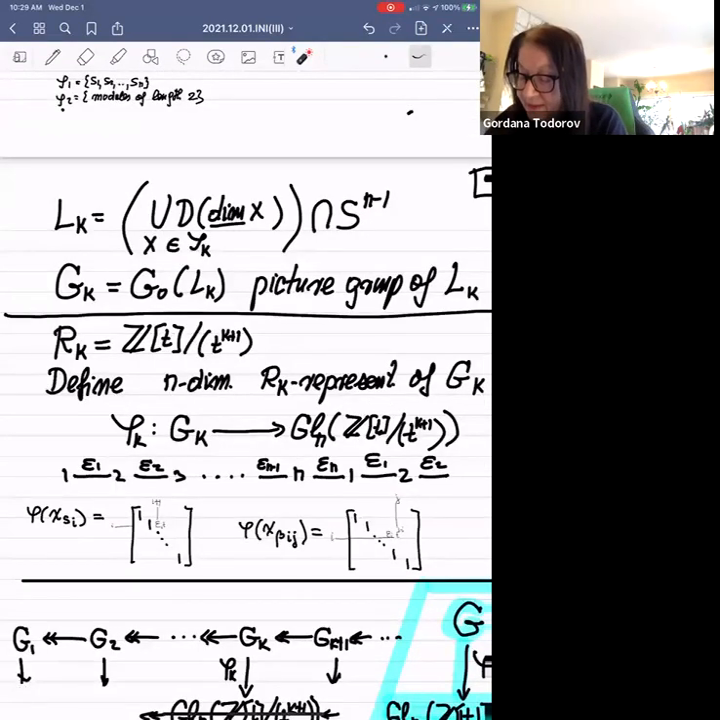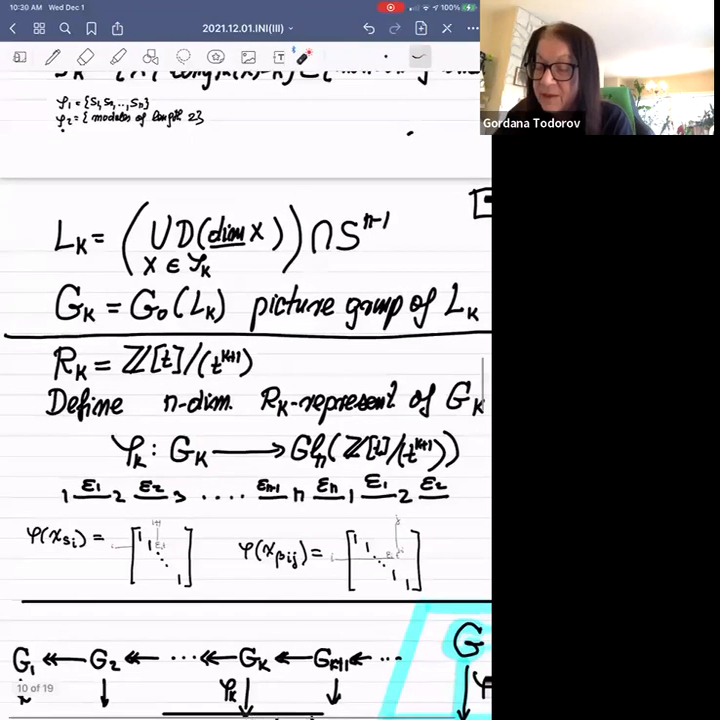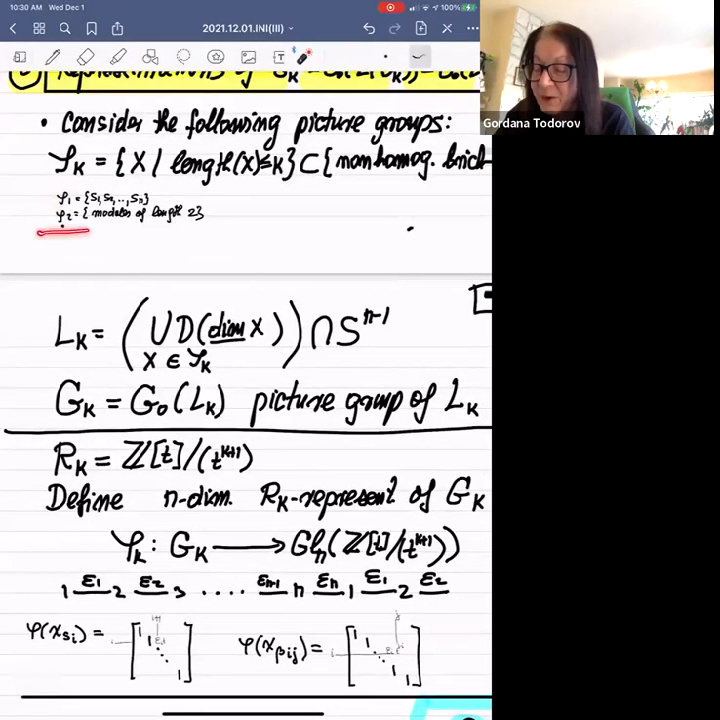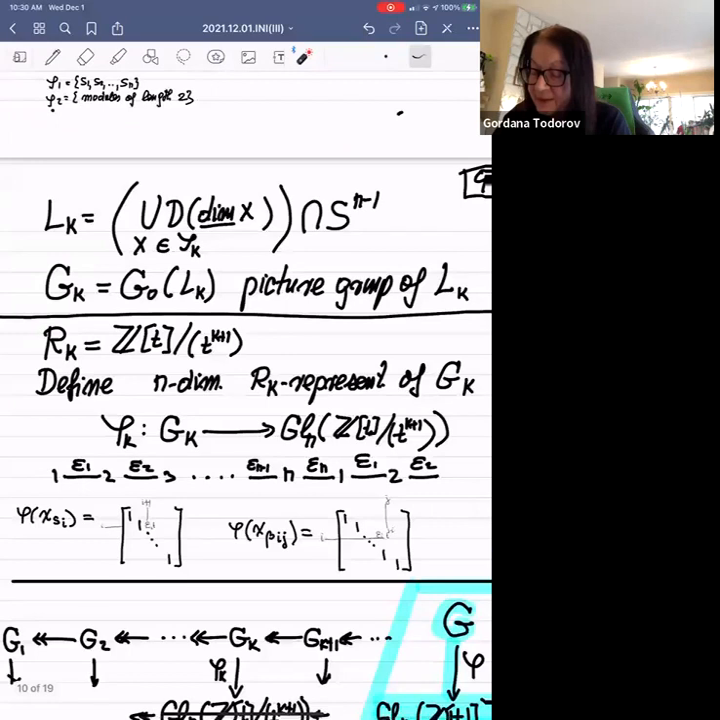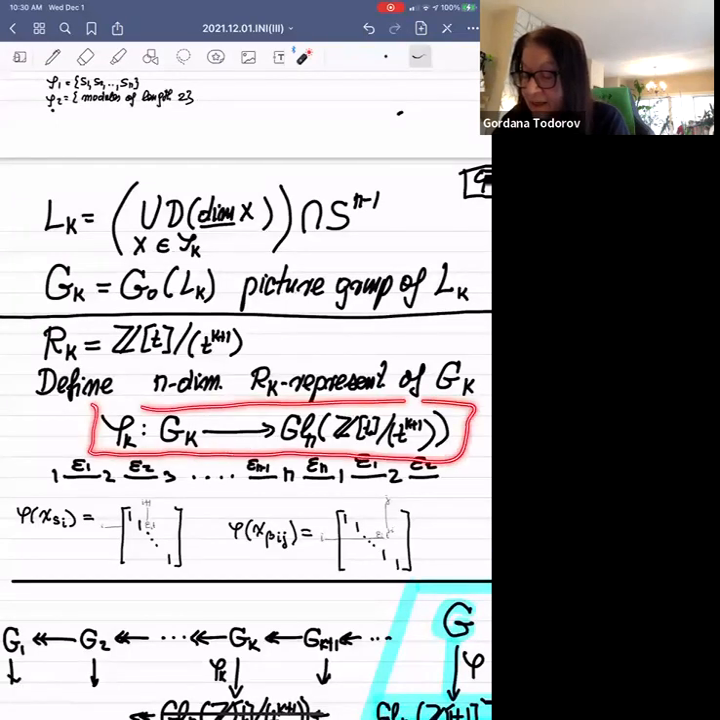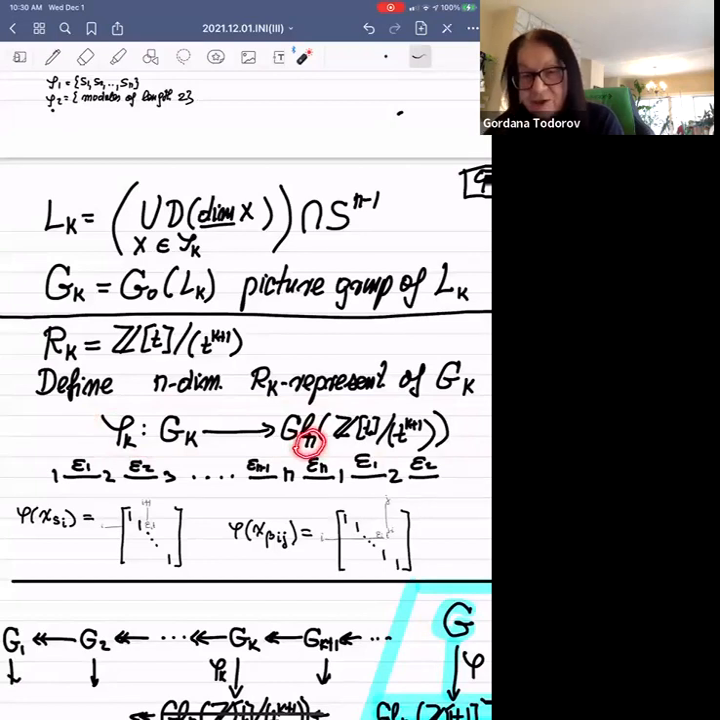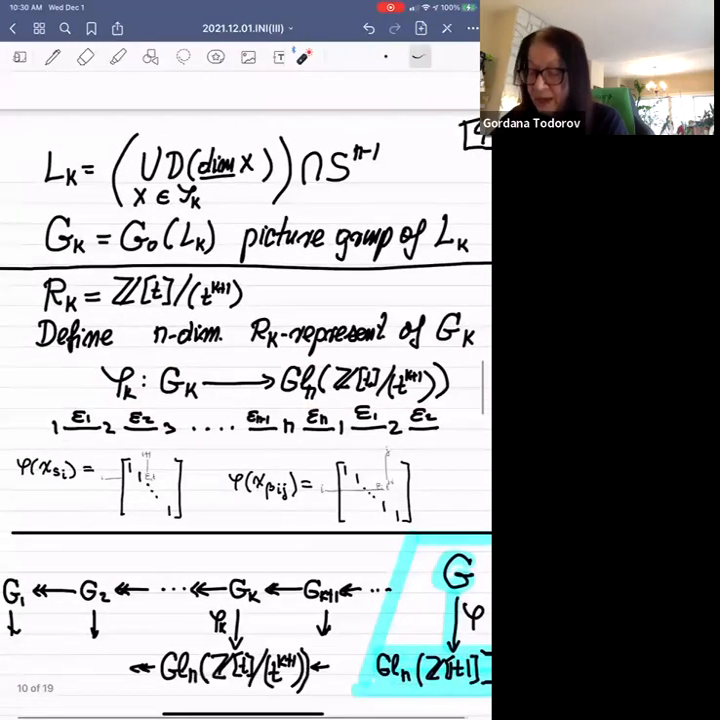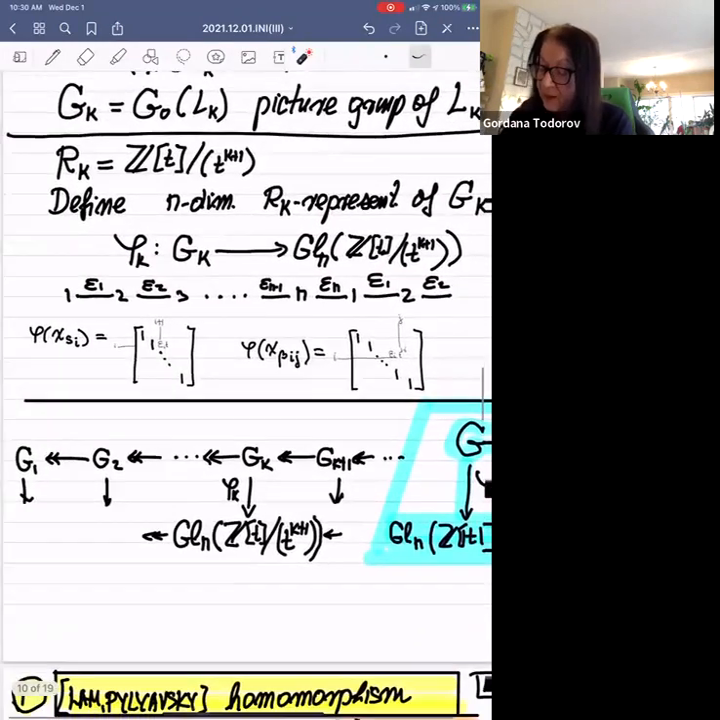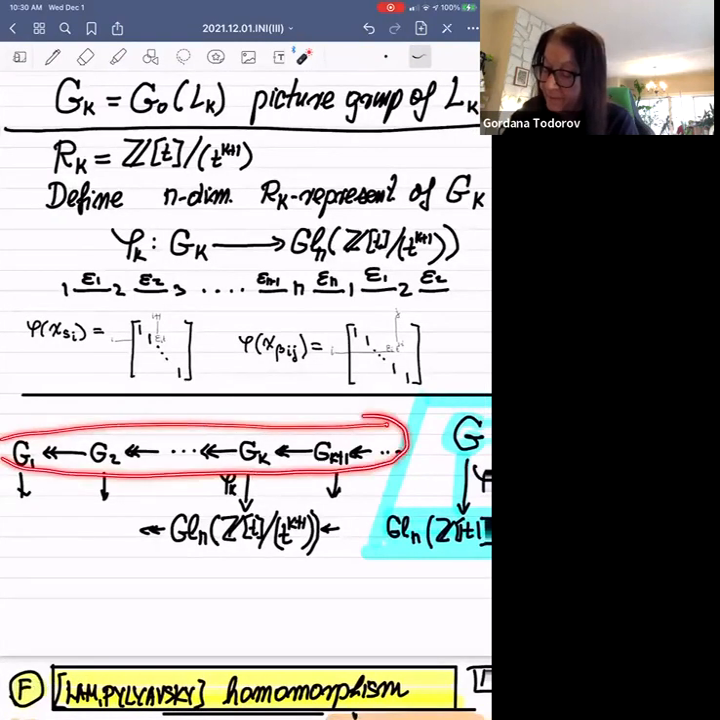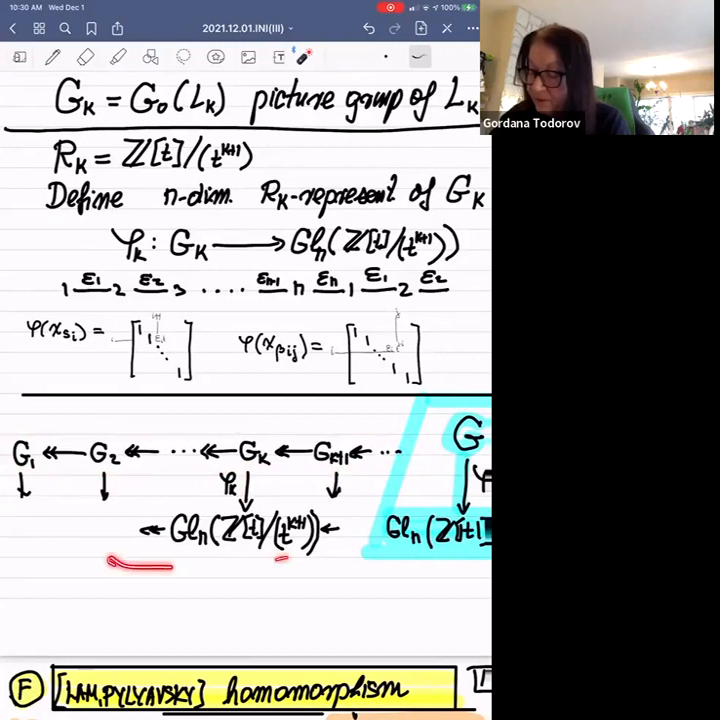So this will give a representation of the group GK, which we obtained at the kth stage. So we started, here G1 corresponds to this, G2 corresponds to that. So you do it step by step, and you get representations of each of these GKs, and they're always n-dimensional representations, but in these rings RK. So what we have now is a system of groups, and a system of representations or morphisms.